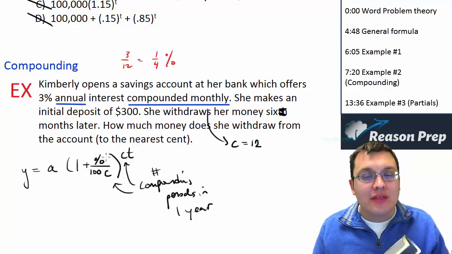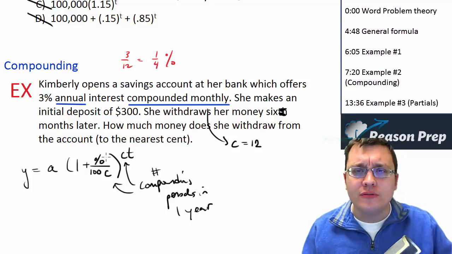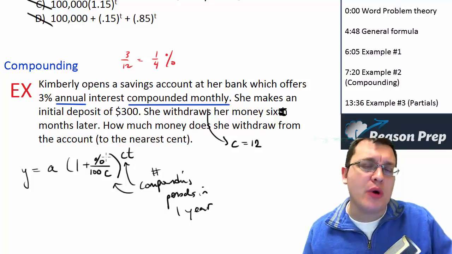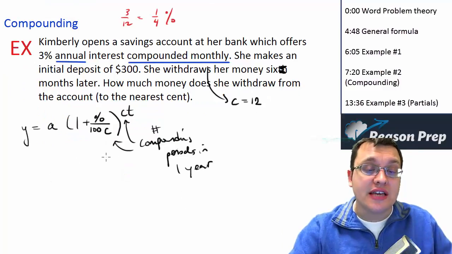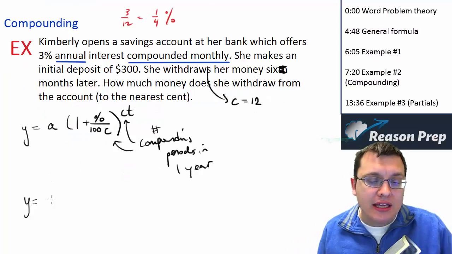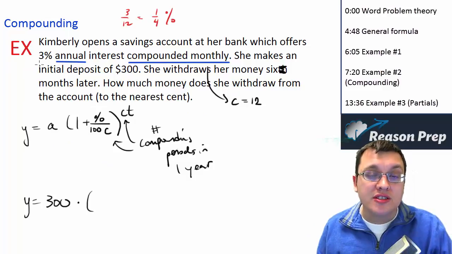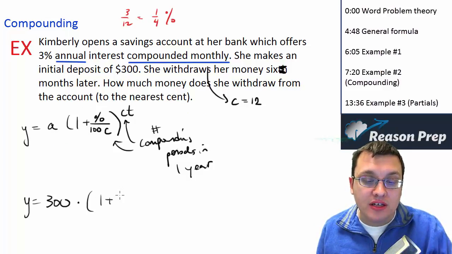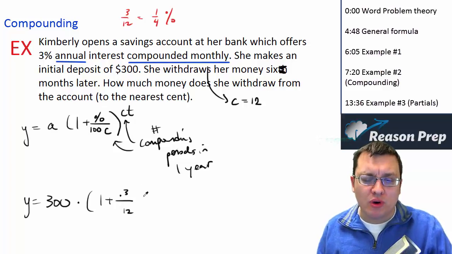And then you got to multiply this by 12 so that you can basically account for the number of months, the number of compounding periods that go by. So how would it work in this case? Well, let's just plug in our numbers here. So y equals 300 times 1 plus, the percent is 0.03, so 1 plus 0.03 over C, which we've said is 12.